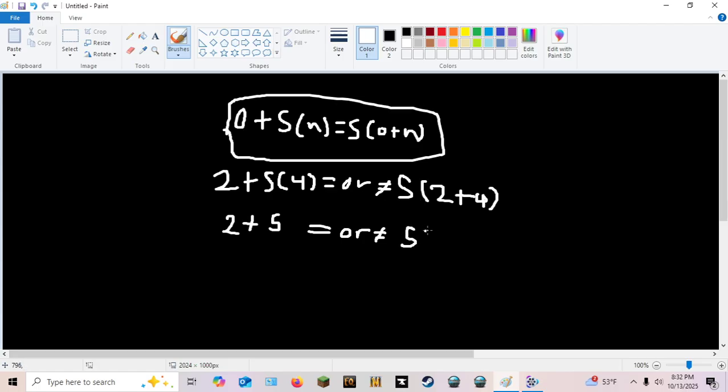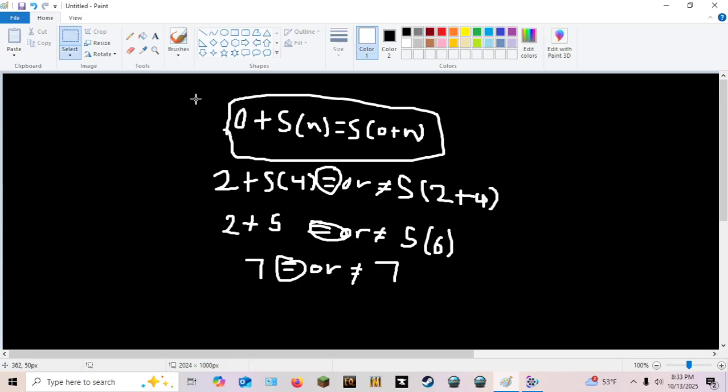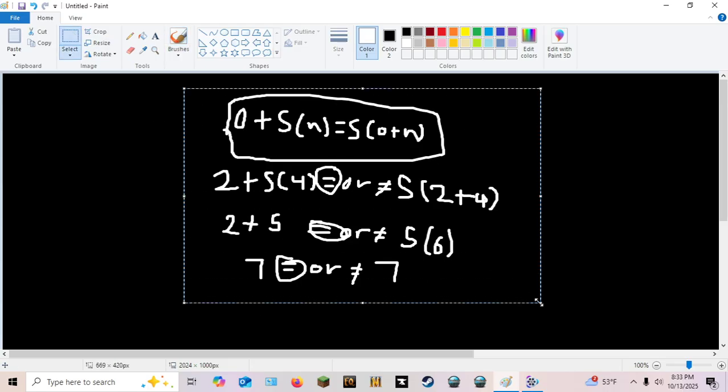The successor of 6. 2 plus 5 equals 7. And then successor of 6 equals 6 plus 1, which equals 7. So you gotta circle the equal sign. So yeah, that's basically it, guys. Bye.